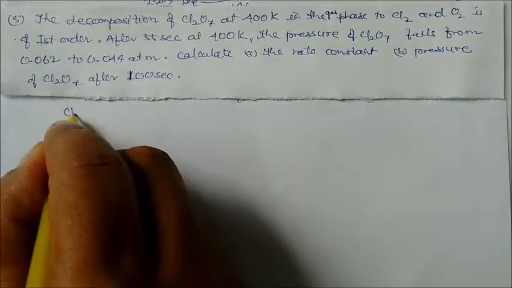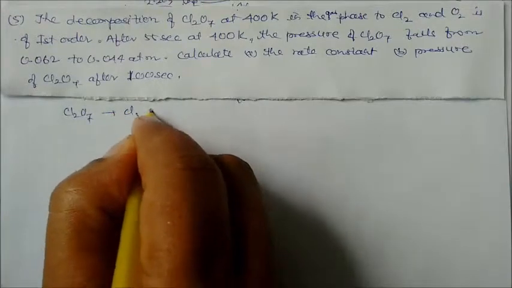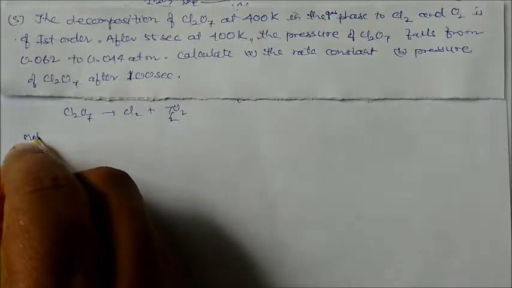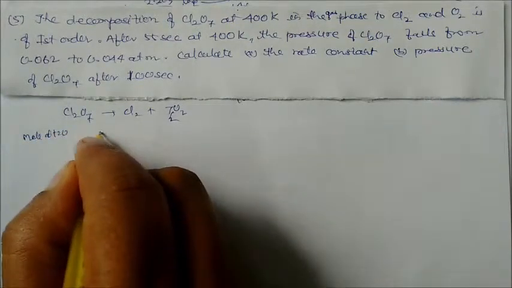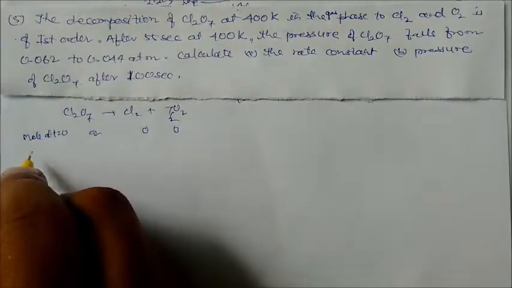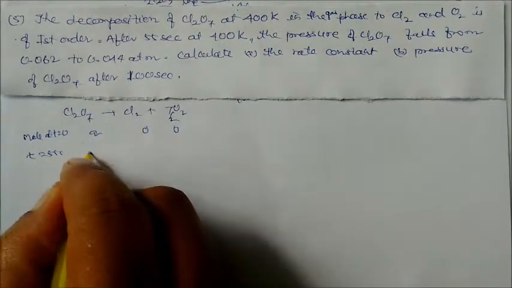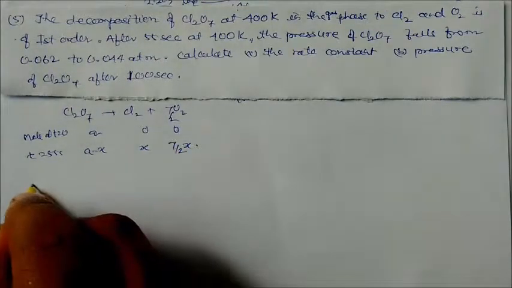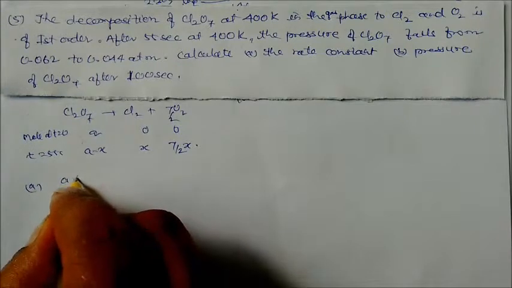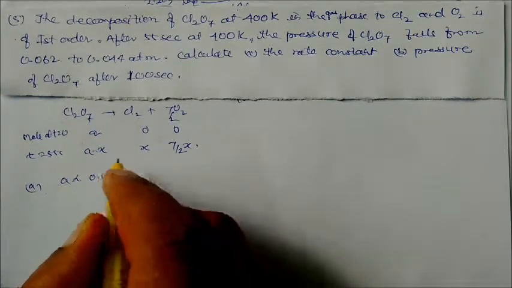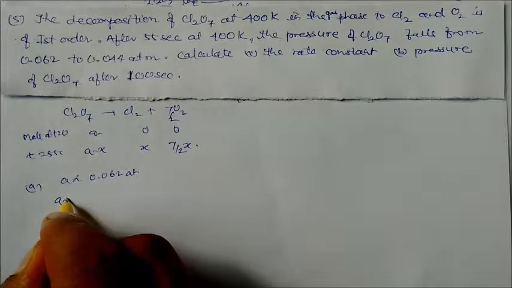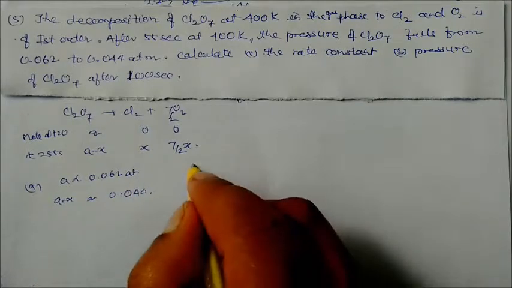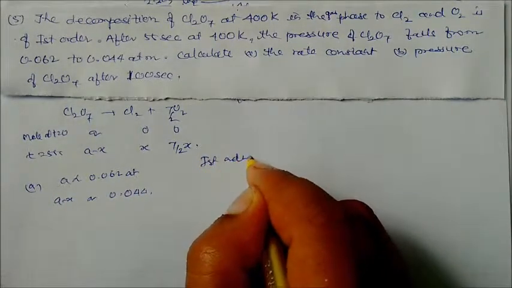So again, first you write the equation: Cl2O7 gives Cl2 plus 7/2 O2. So moles at T equal to 0: this is your A, and 0, 0. At T equal to 55 seconds, the moles will be A minus X, this is your X, and this will be 7/2 into X. Now question 1: A is proportional to 0.062, so this is the pressure given. And A minus X will be proportional to 0.044.